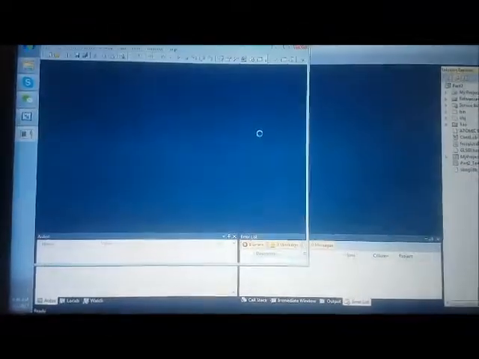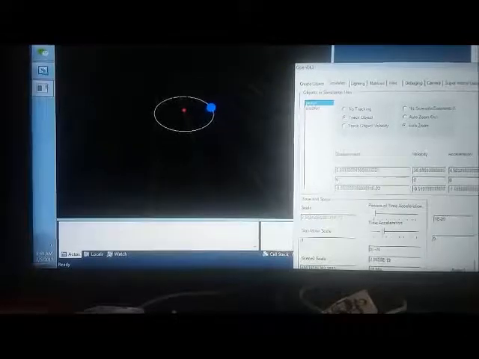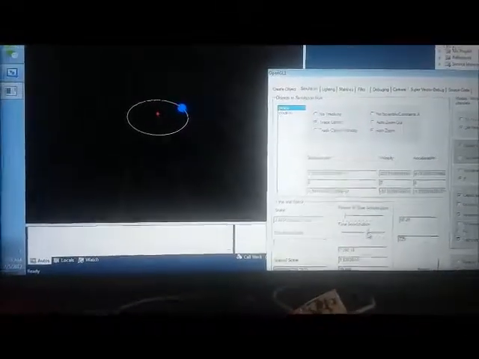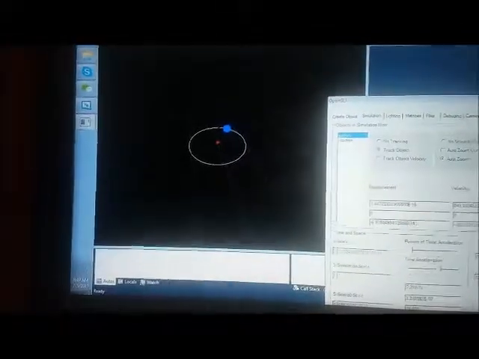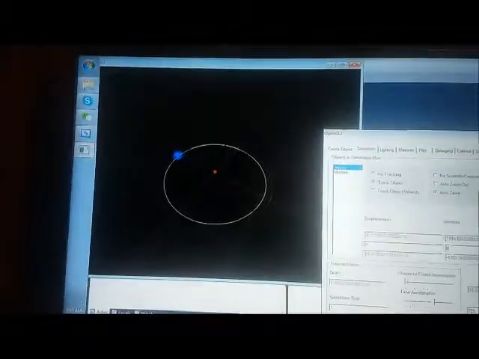Let me just start this again. Simulation. Create a hydrogen atom. Alright, okay, so here we see the electron is spinning around the proton.